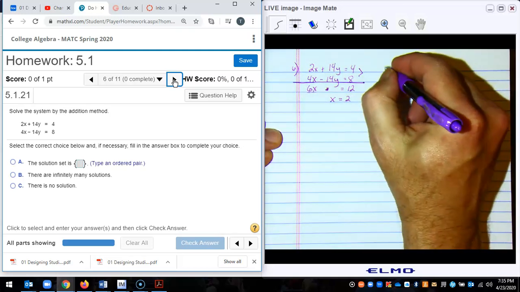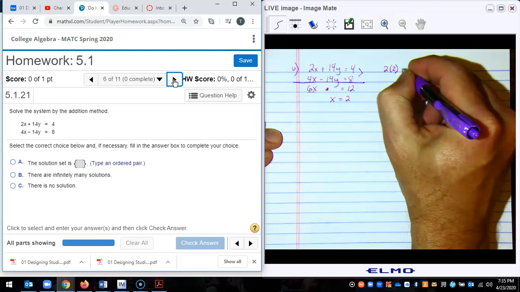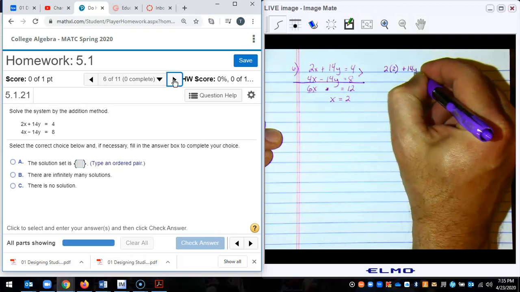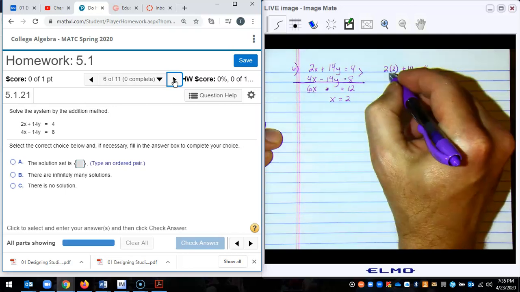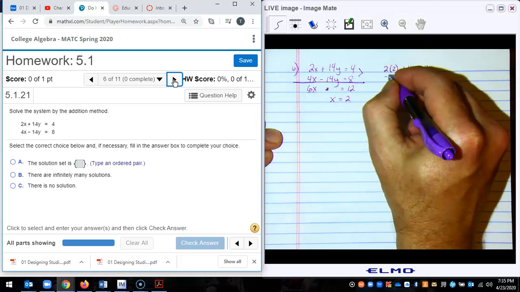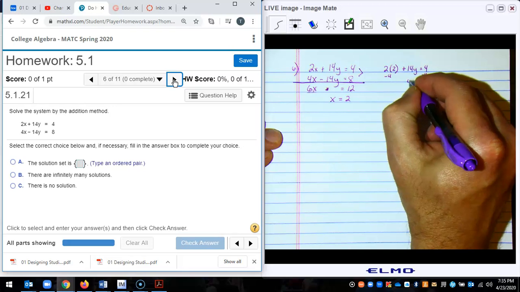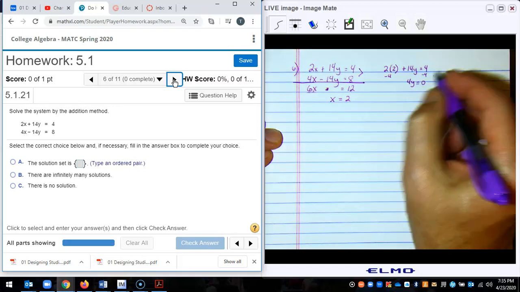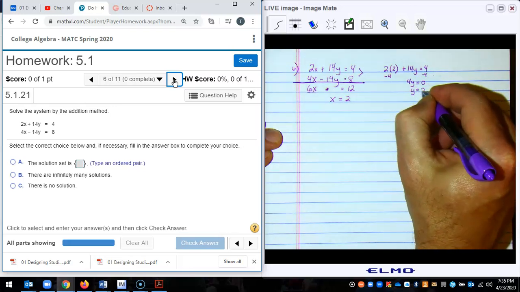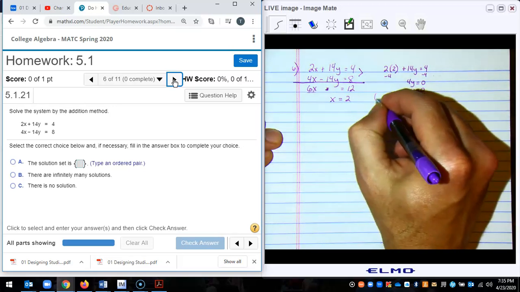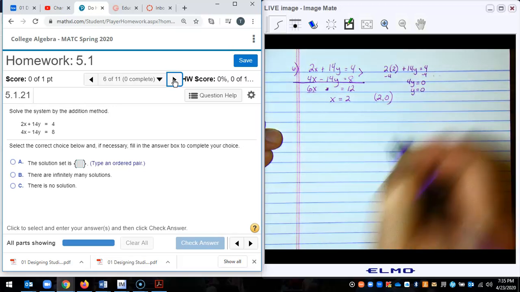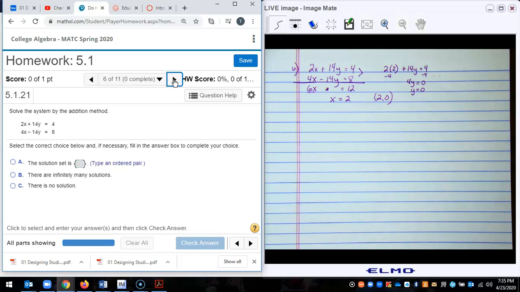And now that we know x is equal to 2, we can substitute that. 2x plus 14y is equal to 4. So 2 times 2 is 4. So we're going to subtract 4 from both sides. 14y is equal to 0. So that means that y is equal to 0. I divide the 14 over there. So this intersection, again, if I was to draw that out on paper, they would intersect at (2, 0).